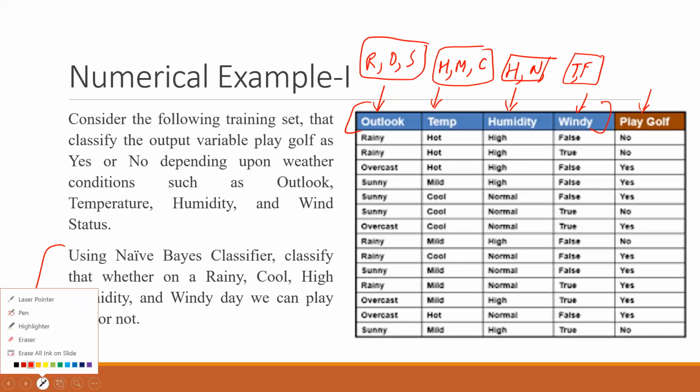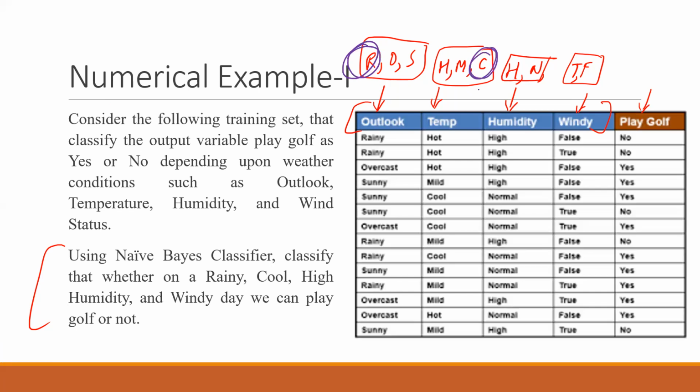So yeah, the condition is given: rainy outlook, cool temperature, high humidity, and windy is true. Given these four conditions, R, C, H, T, you have to tell whether you should play golf or not. The answer should be yes or no. But you have to mathematically solve this numerical.